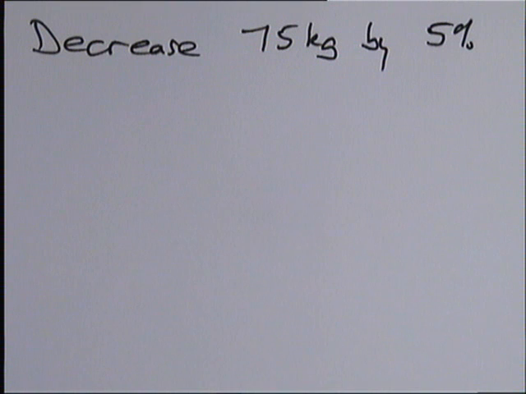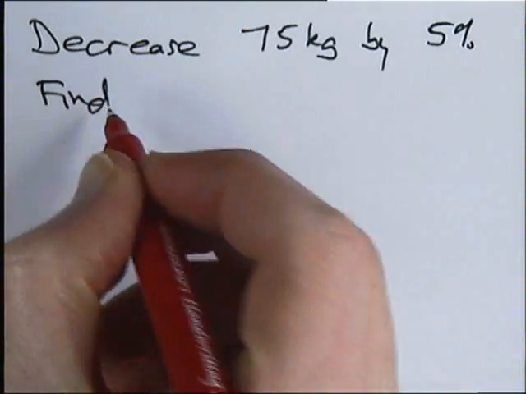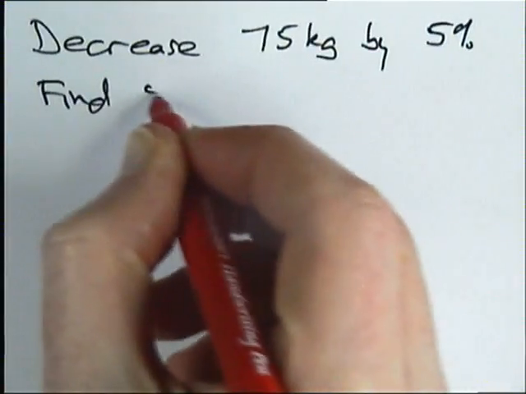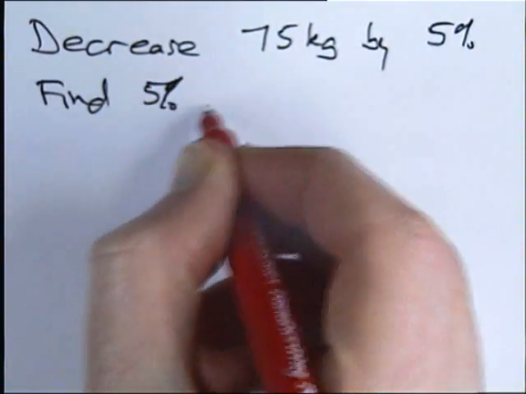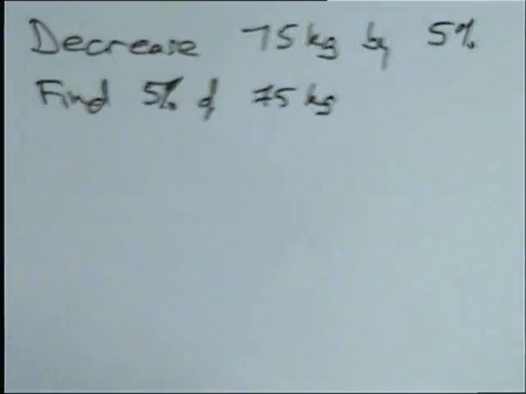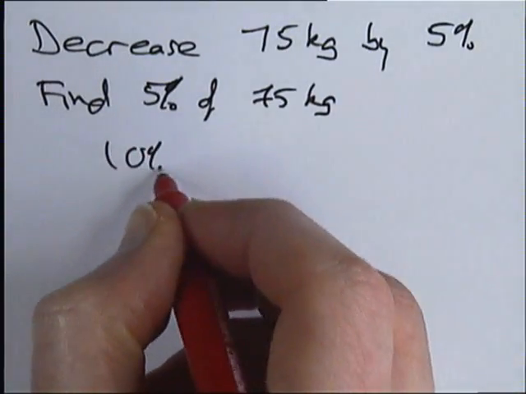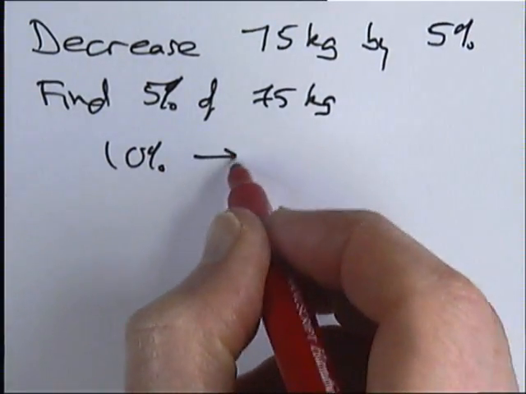The next question we're going to look at is decreasing. It's a decrease 75 kilograms by 5%. I'll do this first of all without a calculator, and just like last time, the first thing we've got to do is find what 5% of 75 kilograms is. If we're doing it without a calculator, again 10% like last time should be fairly straightforward.